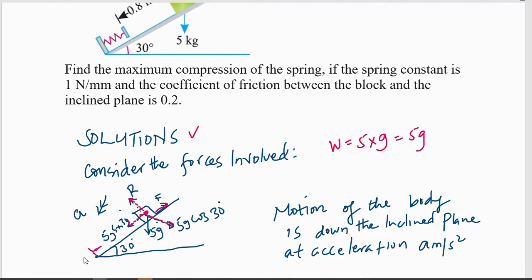Since the body is going to slide down the inclined plane, the frictional force, since it always opposes motion, is going to act away from this body. Therefore, it is going to oppose its motion. Now, since the motion of the body is down the inclined plane at an acceleration a meters per second squared, there is a net force responsible for the motion of this body from here to there through the distance that we have seen.